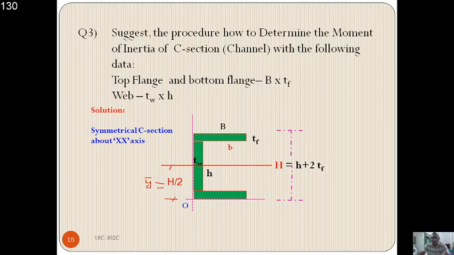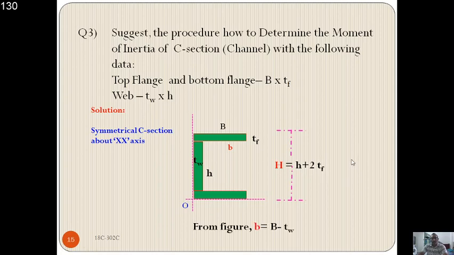Whereas for the symmetry inspection about the x-axis, let us inspect the symmetry. Here it is not similar portions, hence this case does not hold good. So for that case we need to use the analytical method or parallel axis theorem method.